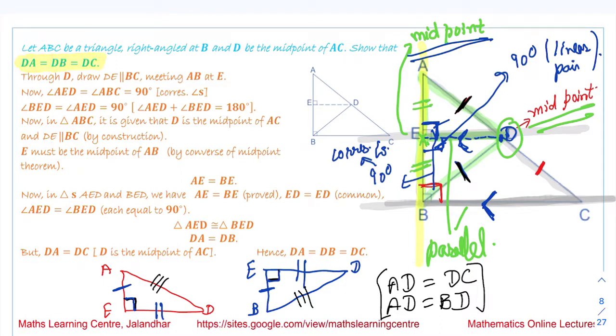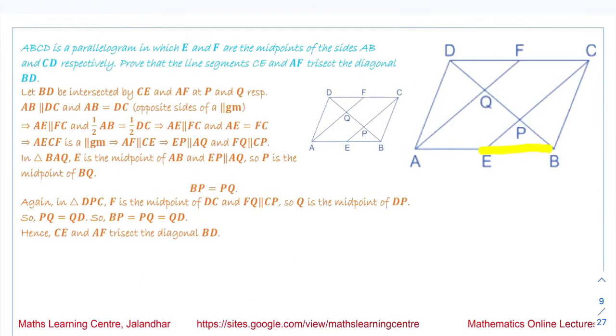Now next, we are given ABCD is a parallelogram. E and F are the midpoints. This E is the midpoint of AB and F is the midpoint of DC. Then we have to prove that the line segments CE and AF trisect the diagonal BD.